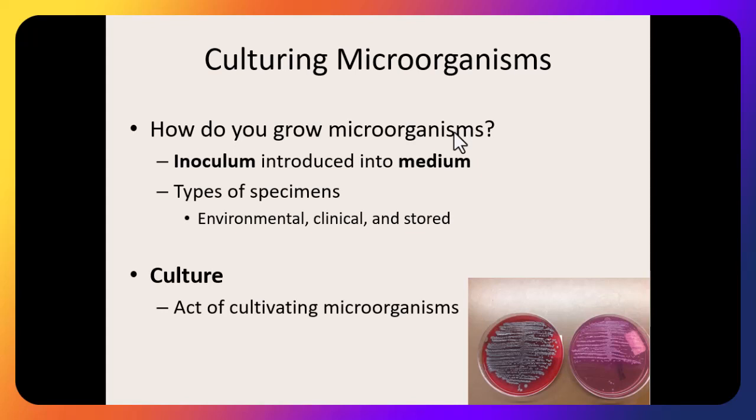Clinical specimens means the initial sample came from a patient, which is what you are all going to be working with. Initial samples are coming from the patients, and it's usually to identify and diagnose a patient. Stored specimens are ones that are usually used for research. So they're grown in a lab, they're multiplied in a lab, they're stored in a lab.